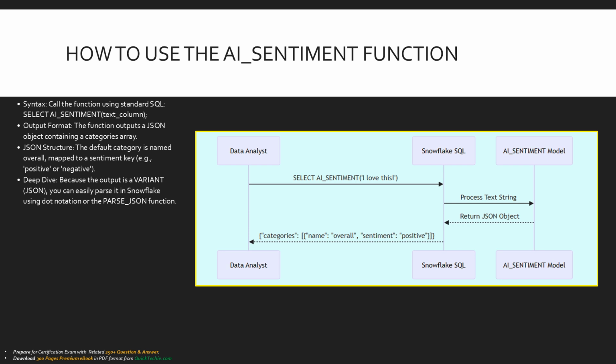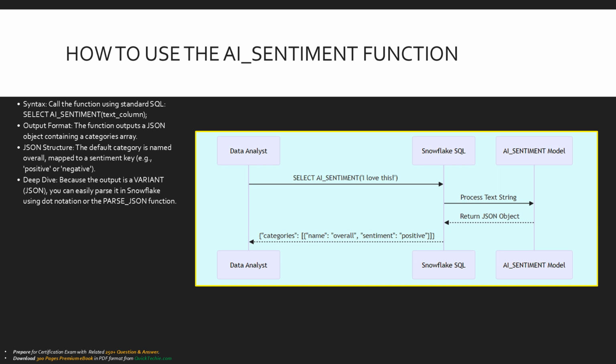The output of this function is highly structured. Instead of plain text, it returns a JSON object. By default, this JSON object contains an array called categories. Inside that array, you will find a category named overall, paired with its calculated sentiment, for instance, positive or mixed. Diving deeper, because Snowflake natively treats this output as a variant data type, data engineers can easily extract the exact sentiment string using Snowflake's native JSON parsing capabilities, like dot notation, allowing for immediate aggregation and filtering in downstream views.